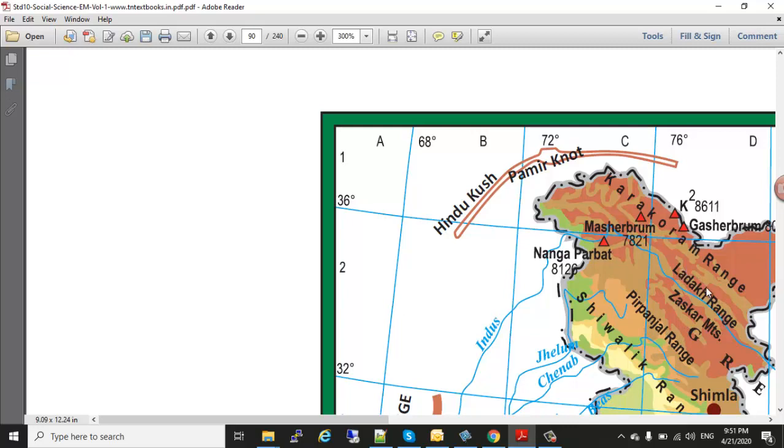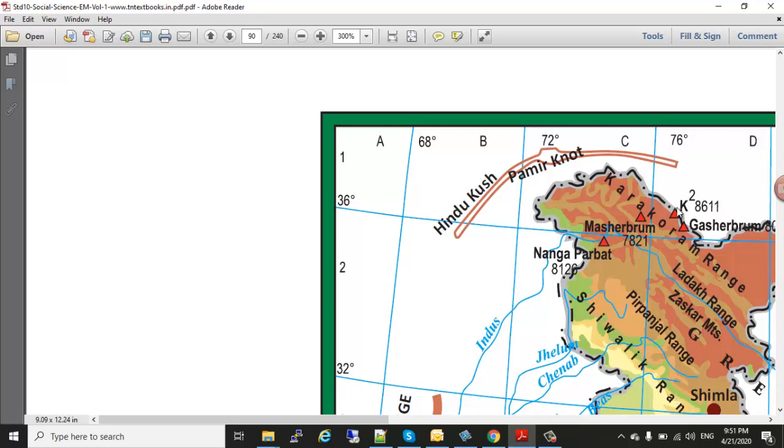And you can draw one small line, Ladakh range you will be writing, and next line if you draw it is a Zaskar range, and finally here one more line you draw and you will write as Pir Panjal range. Okay, and next line is Shivalik range.